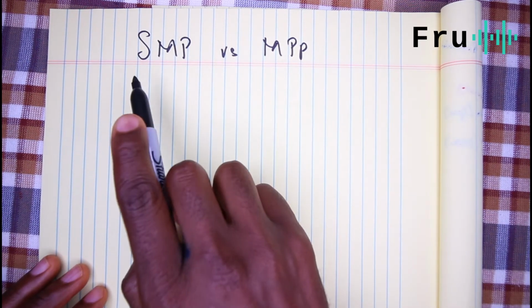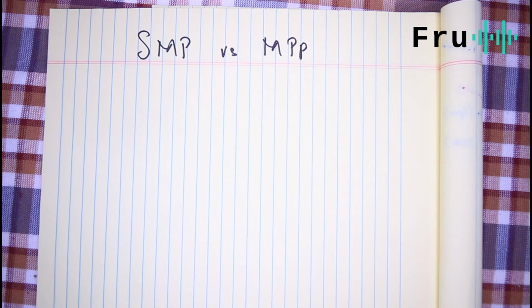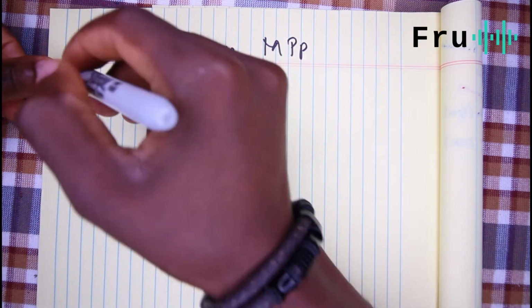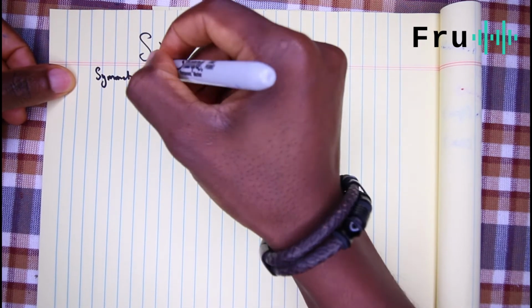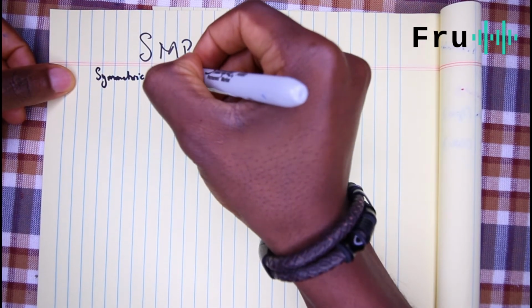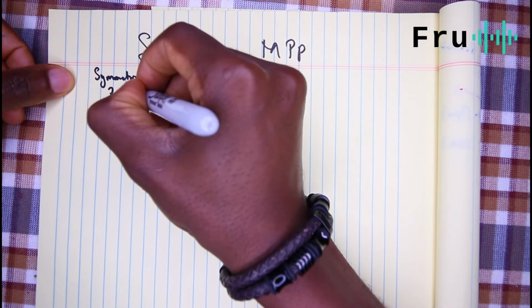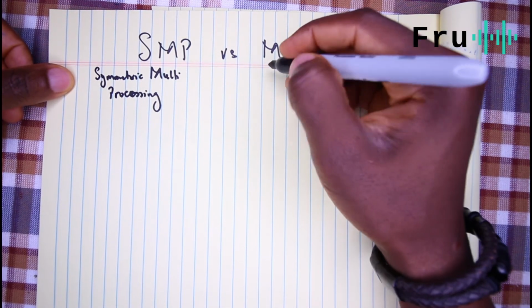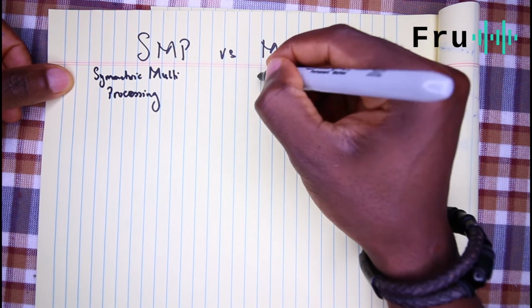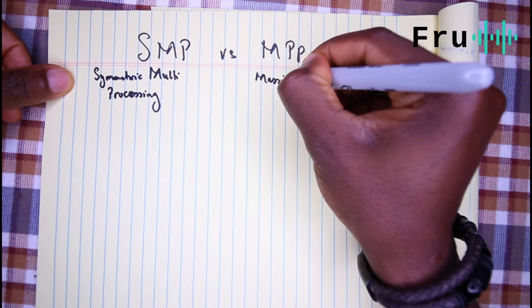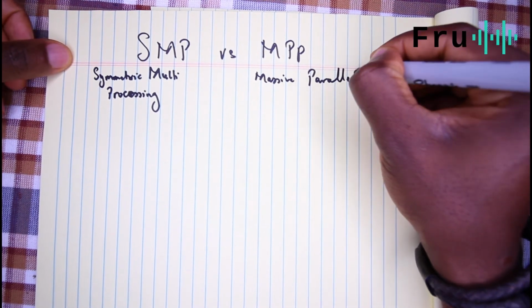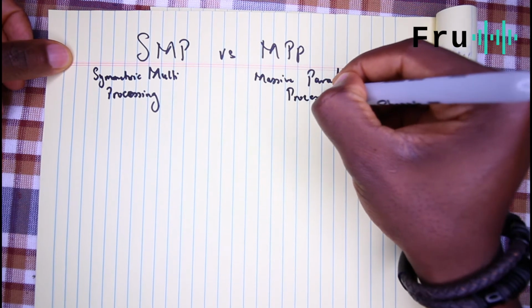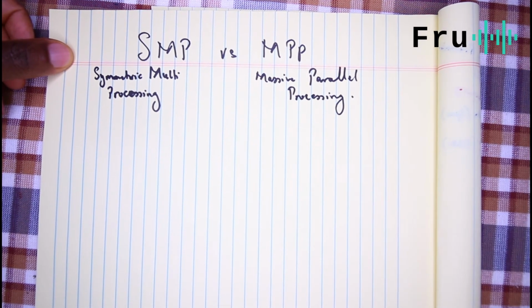Now, SMP, again, stands for symmetric multiprocessing. Let me write that. Symmetric multiprocessing, right? And MPP stands for massive parallel processing. All right, so what are the differences between these two? If you've heard of these terms, what are the differences?